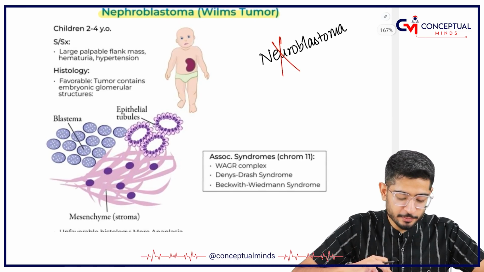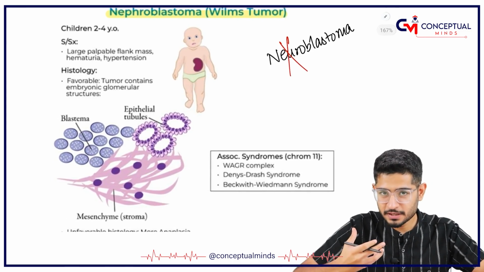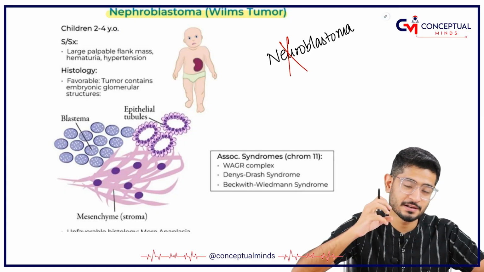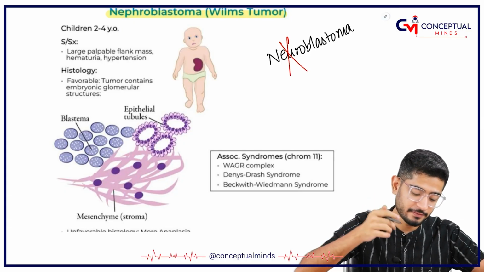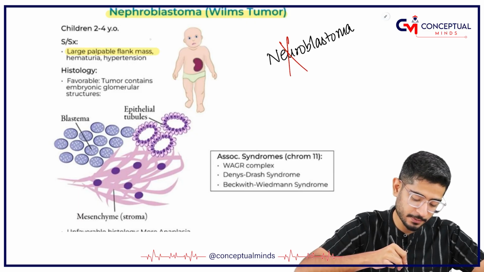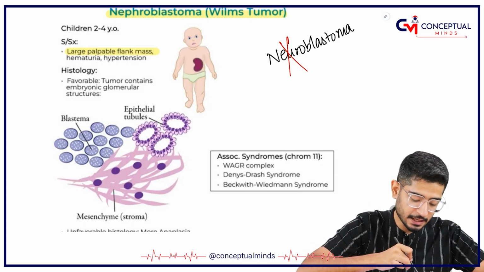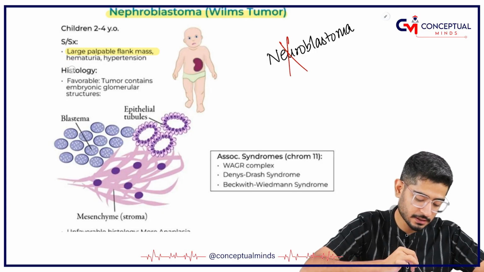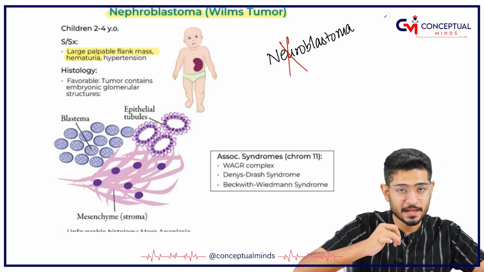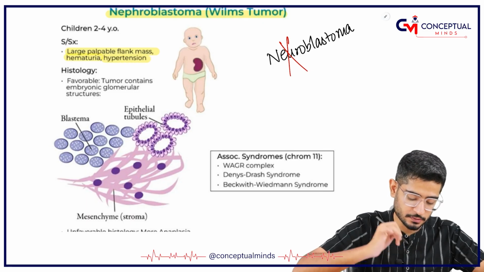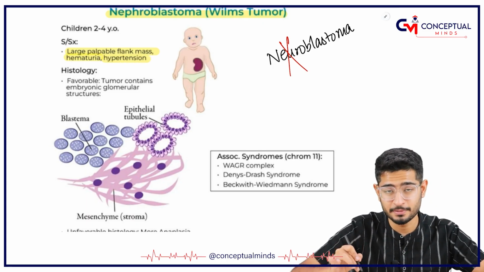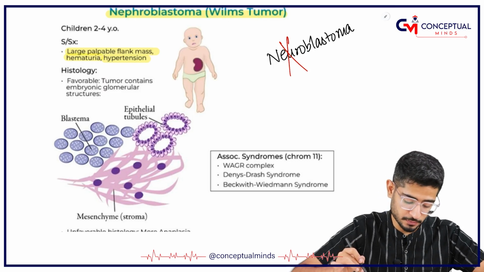In nephroblastoma, it's a tumor of the kidney. So you can expect a large palpable mass in the flanks. Because there is a large palpable mass, it is going to bleed also, so it can cause hematuria as well, and of course there will be hypertension also. So hematuria, hypertension and a large palpable flank mass.